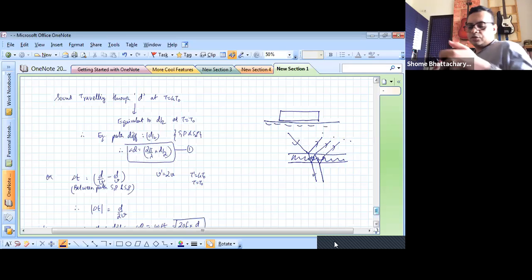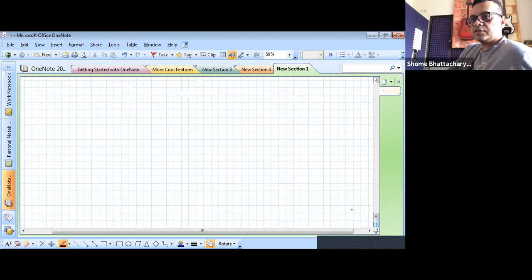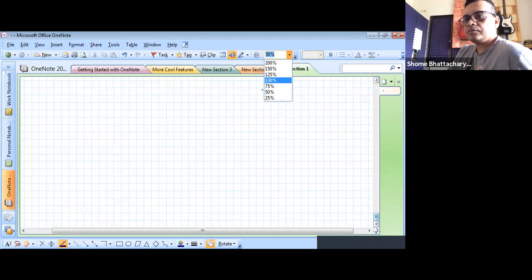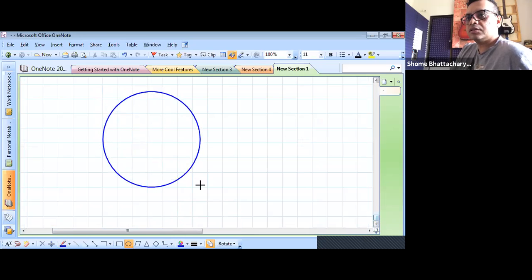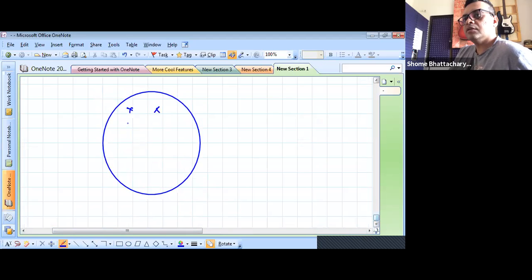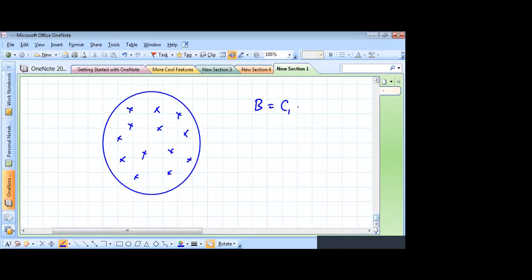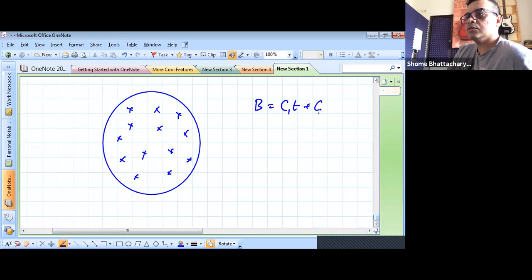So next, coming to this magnetic field based question. So this question is clear, and I'm now moving on to the next one. In the next question, we have a cylindrical region in which there is a magnetic field going into the plane, like this. This magnetic field has a magnitude of some constant into time plus another constant, where C1 and C2 are both positive constants.